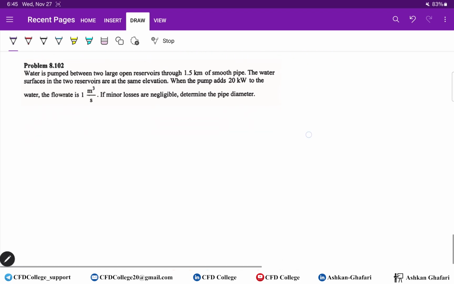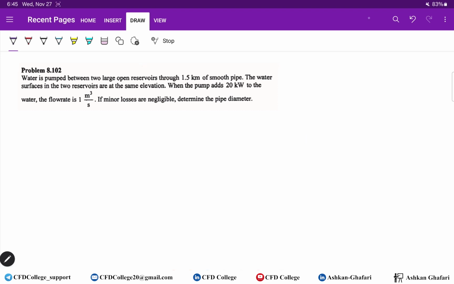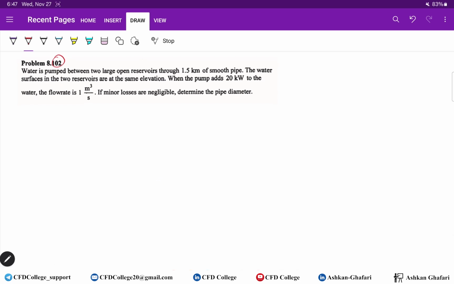The next question, the last one. Problem number 102. Water is pumped between two large open reservoirs. So this is the first one.